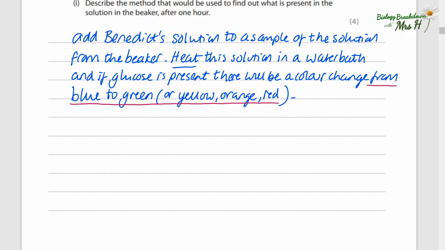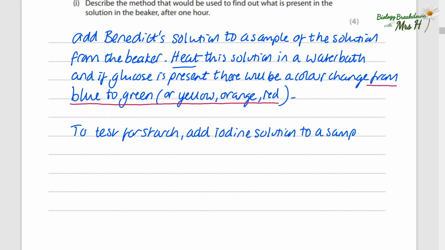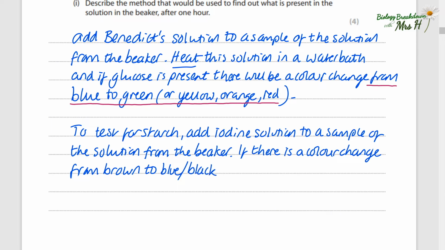Some of you will be thinking, well, the starch molecules are too big to pass out through this membrane. So some of you might think, we don't need to test for starch because it's too big, it hasn't moved out. But you really should, just to be on the safe side, check that solution for starch as well. And to do that, that's really simple. You just add iodine solution to the sample you've taken from the beaker. And if you get a colour change from brown to a bluey black colour, then you know starch is present. So again, we've said what the colour change is. We haven't just said there'll be a colour change.